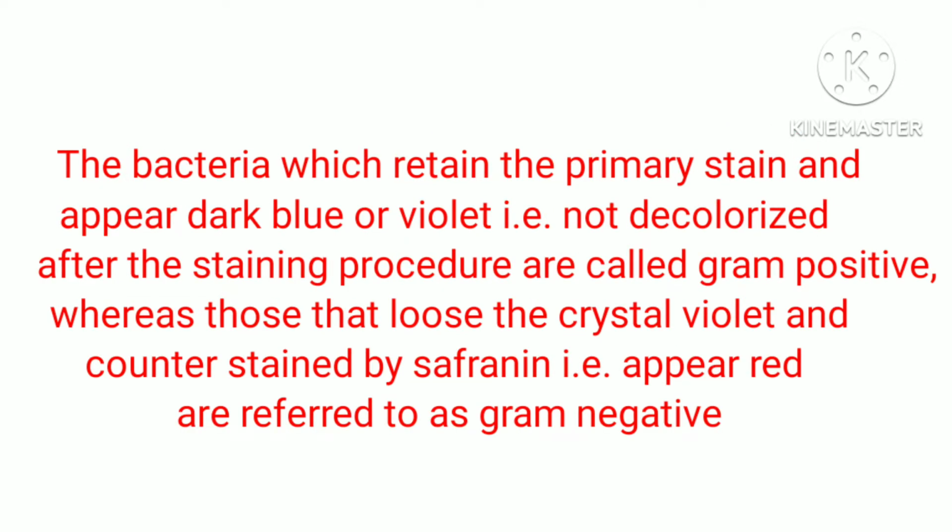The bacteria which retain the primary stain and appear dark blue or violet, that is, not decolorized after the staining procedure, are called Gram-positive, whereas those that lose the crystal violet and are counter-stained by safranin, that is, appear red, are referred to as Gram-negative.